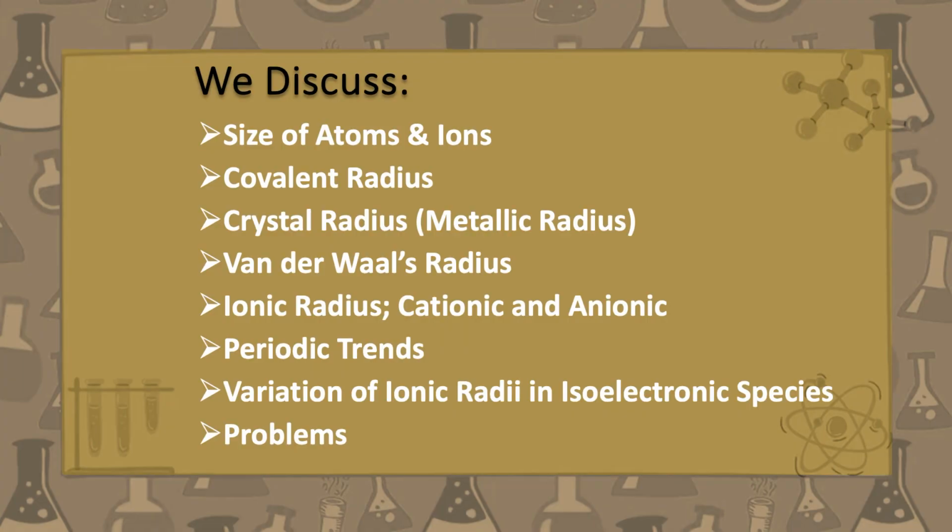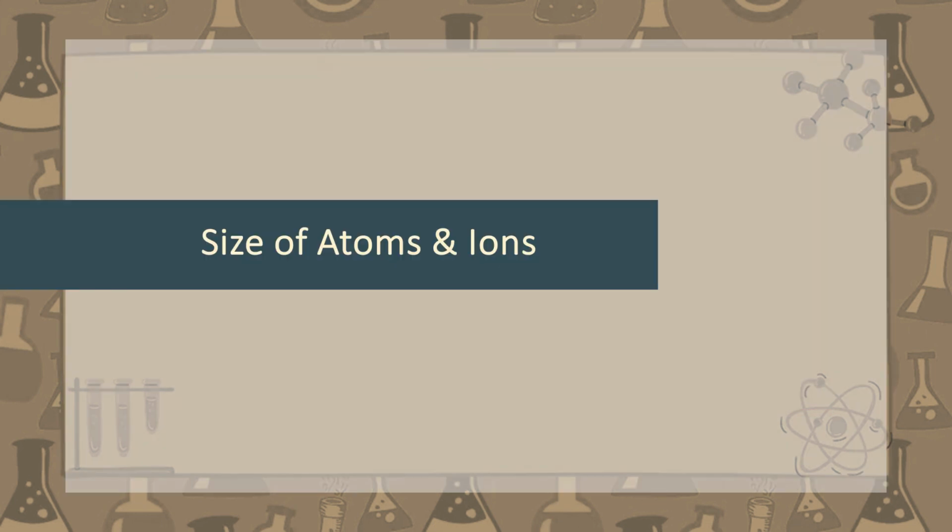Here the contents are size of atoms and ions, covalent radius, crystal radius or metallic radius, van der Waals radius, ionic radius, that means cationic and anionic radius, periodic trends, variation of ionic radii in isoelectronic species, and problems based on the concepts. First of all, size of atoms and ions.